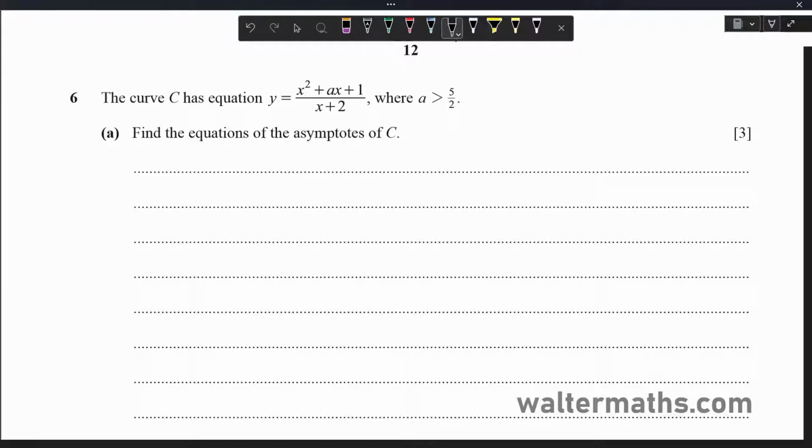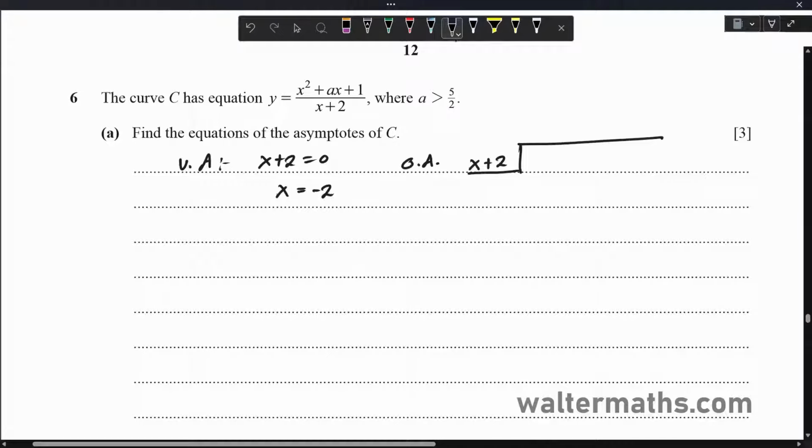We get the vertical asymptote by equating the denominator to 0. So the vertical asymptote is x equals minus 2. I hope that's okay. Then for the oblique asymptote, we can divide x plus 2 into x squared plus ax plus 1.